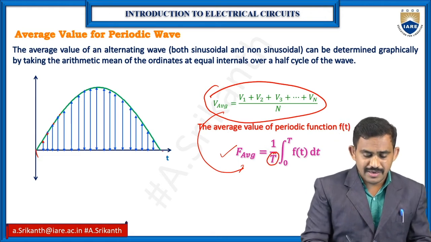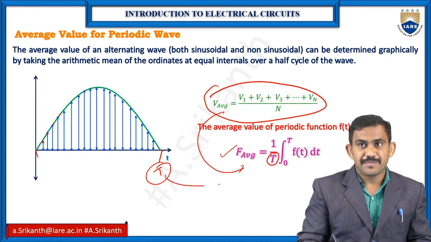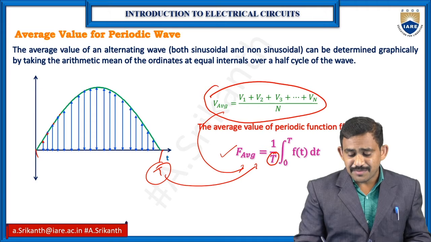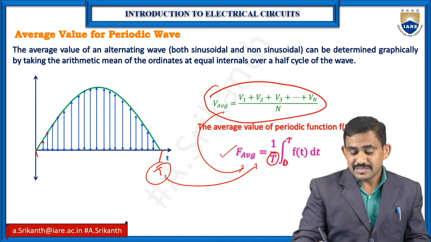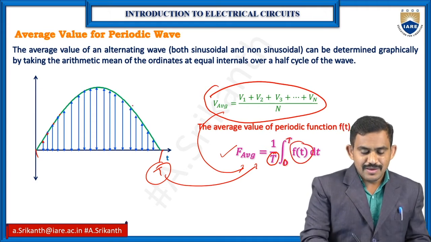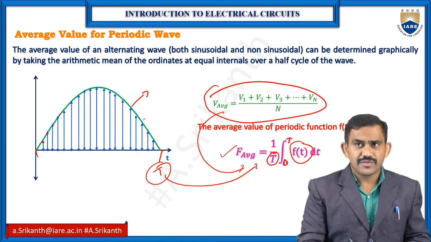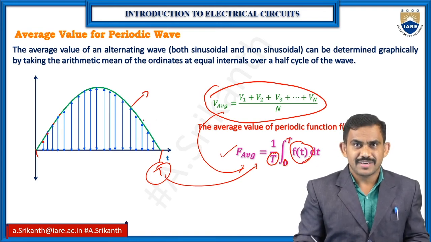Suppose from here to here the time is T. So this time period, into the integral over the same time period, of f of t. This periodic wave equation is your f of t.